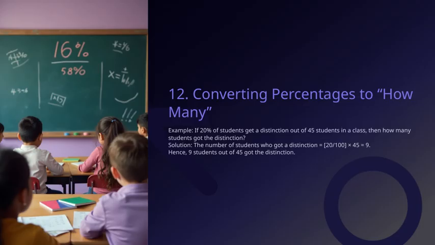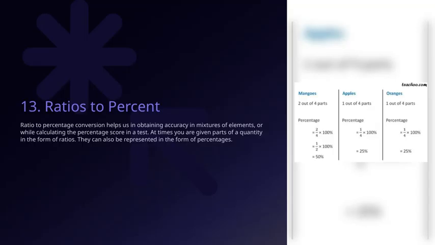First, turning the percentage into a decimal, and then multiplying by the total number. This method is really useful because it helps us understand the actual count behind percentages, which is often more meaningful in real-world situations. And remember, this connects to the overall theme of our presentation: understanding data better by translating percentages into concrete numbers. Now, let's talk about ratios to percentages.